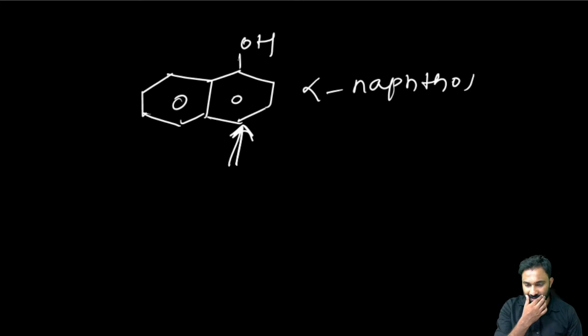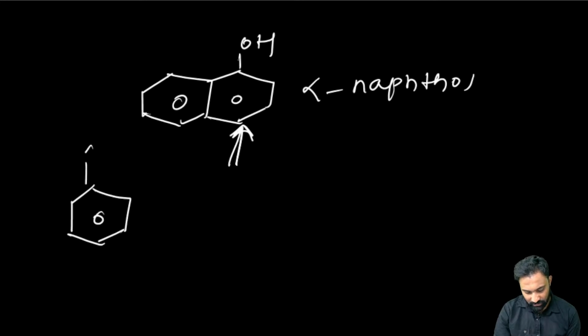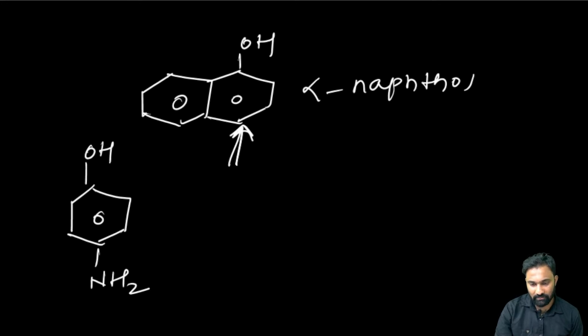Now let's suppose they have given both positions, the alcohol and the phenol. Here one alcohol and here one aniline if they have given, clear? Now may I know where the coupling will take place if they have given it in this manner? At which position will the coupling take place?